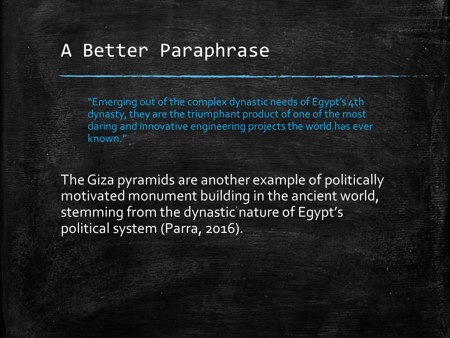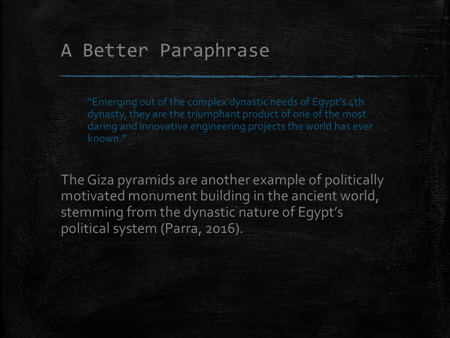If you're feeling stuck and unsure how to reword something, take a step back and think about why you're using the information. So let's say we're writing about politically motivated monuments from the ancient world. In that context, we might write something like, the Giza pyramids are another example of politically motivated monument building in the ancient world, stemming from the dynastic nature of Egypt's political system. You can see how this new sentence is using the same information, but has applied it in a different context. Notice that there is a citation. Even though the information is in our own words, we still have to credit where we found it.